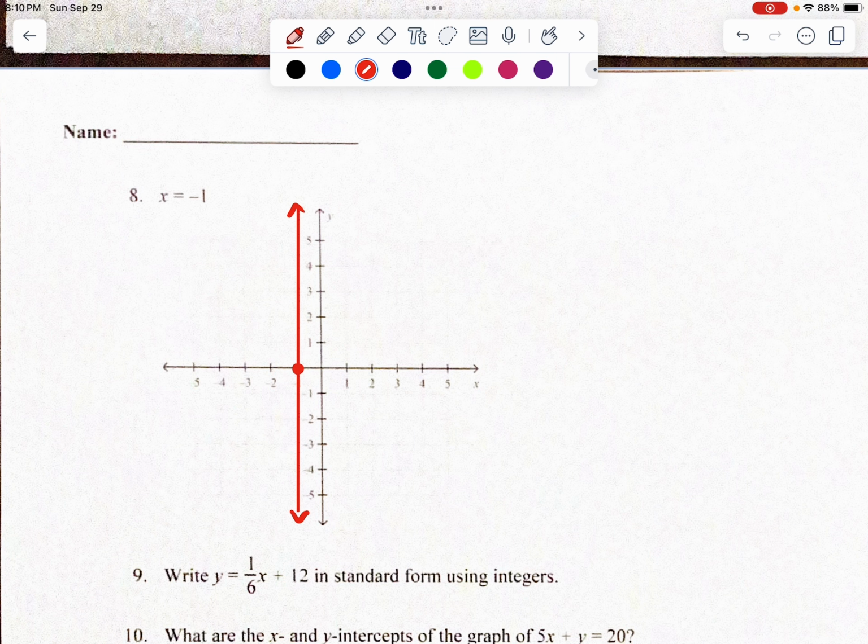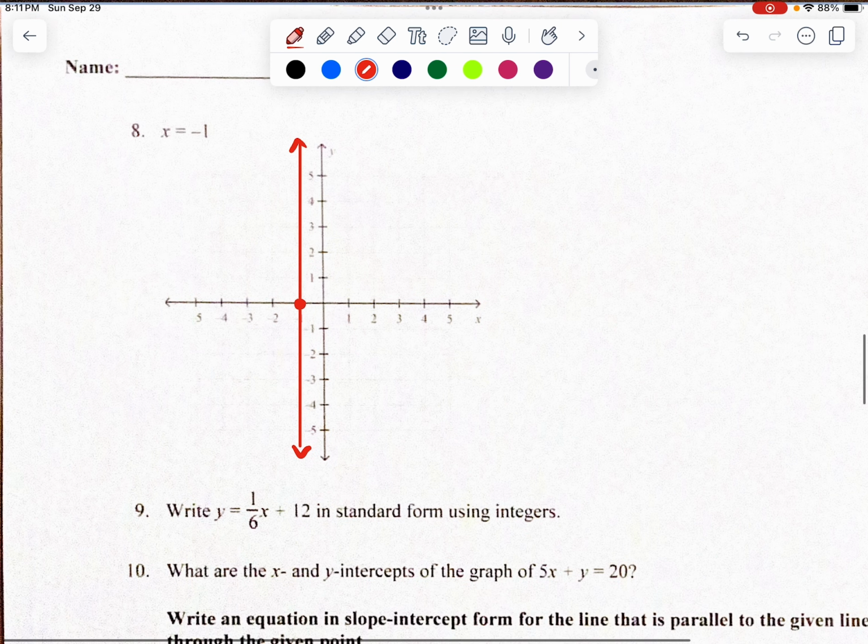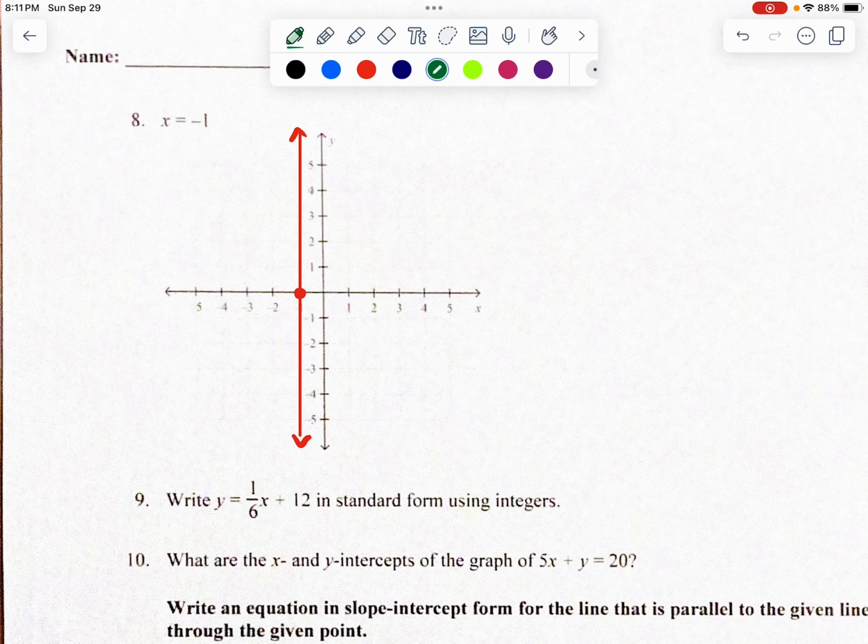So vertical, horizontal, it's up to you to remember which one's which. Number 9. We're going to write this in standard form using integers. Remember, standard form was ax plus by equals c, where a, b, and c are not allowed to be fractions or decimals. We have to make them into integers. So I'm just rewriting the problem up here.